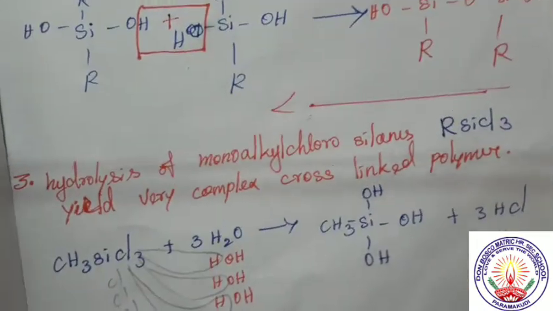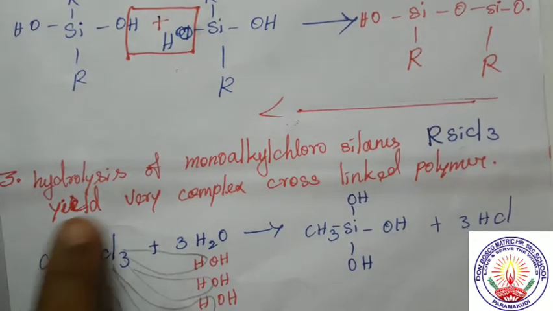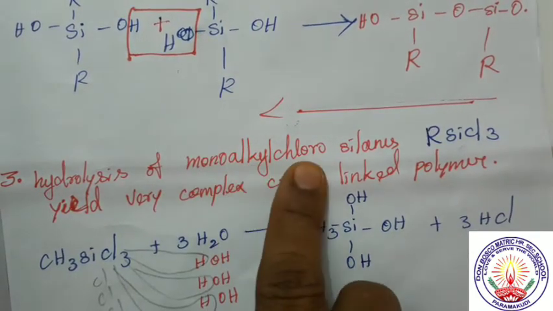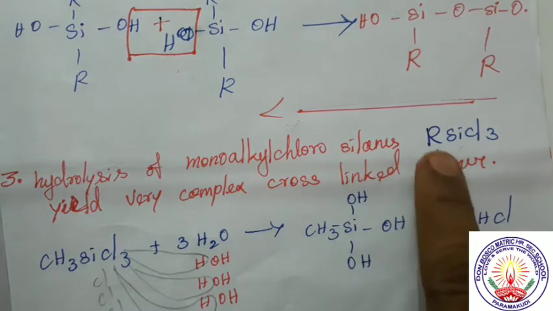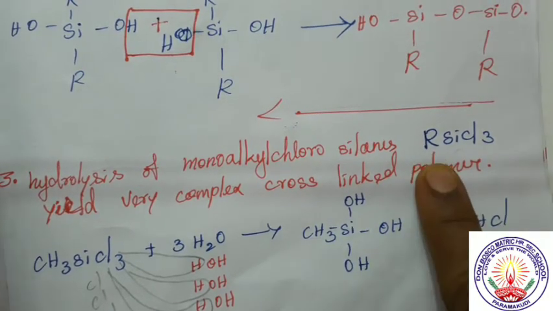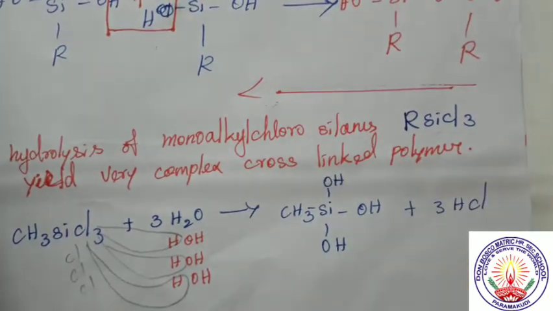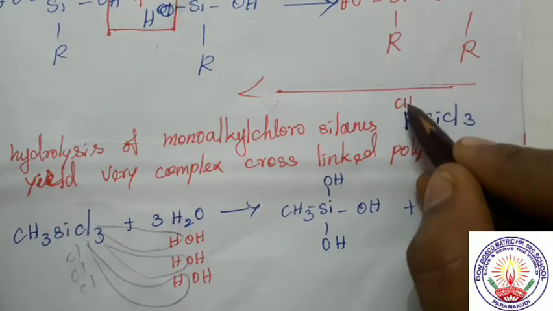So next we shall see hydrolysis of monoalkyl chlorosilanes, that is, R is alkyl. That is, we can also write this as CH3.